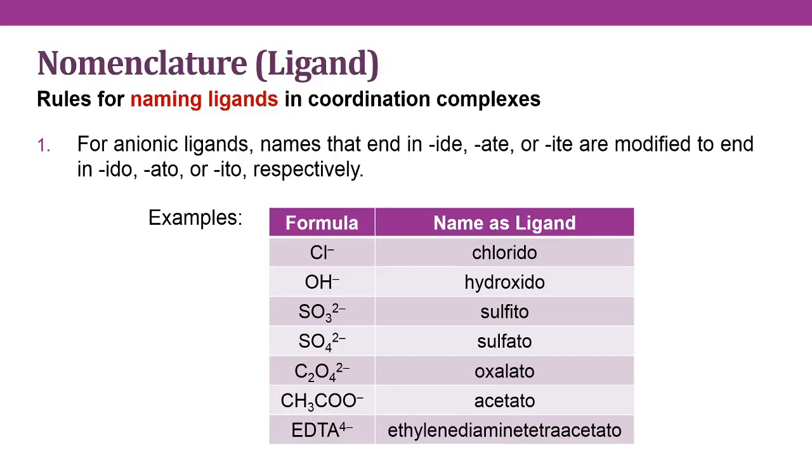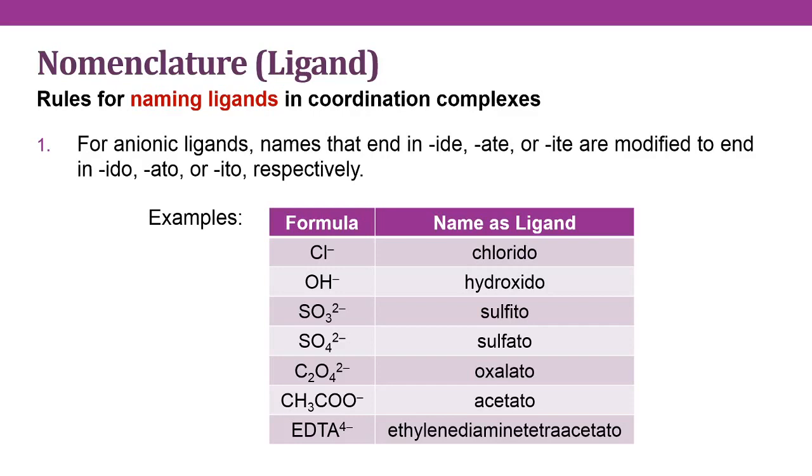Anionic ligands will usually have a suffix of "ide", "ate", or "ite". In our examples, we have chloride, hydroxide, sulfite, sulfate, oxalate, acetate, and ethylene diamine tetraacetate. When naming these anions as ligands, we simply change the E in the end to an O. So an IDE becomes an IDO, an ATE becomes an ATO, and an ITE becomes an ITO.